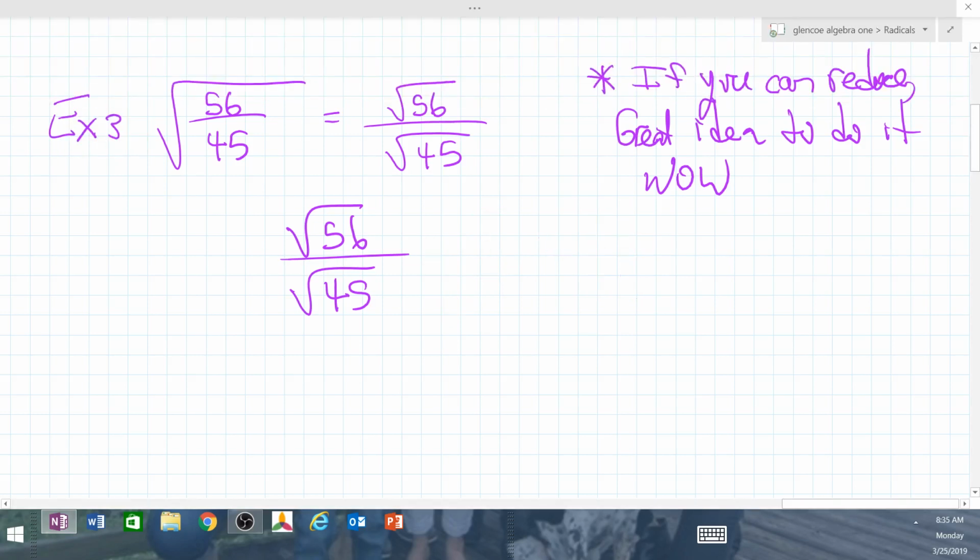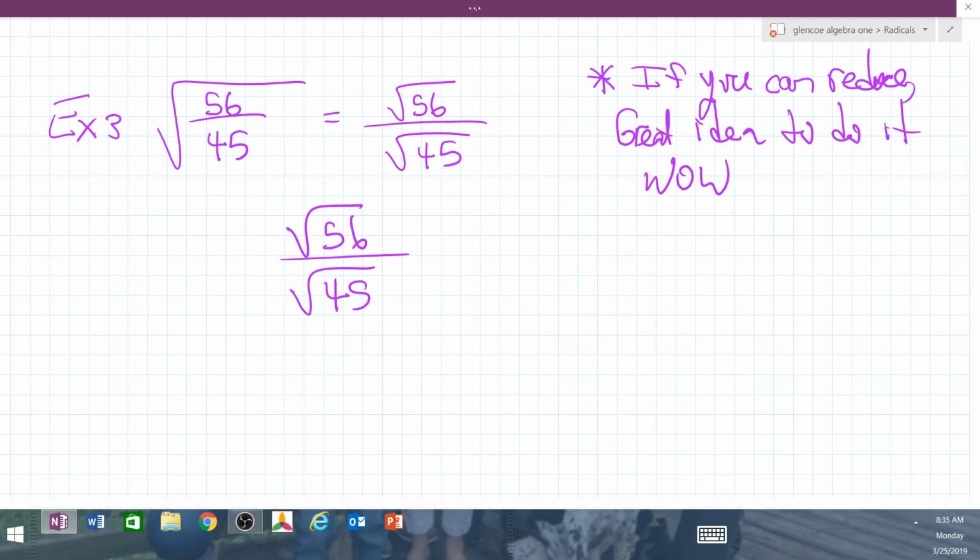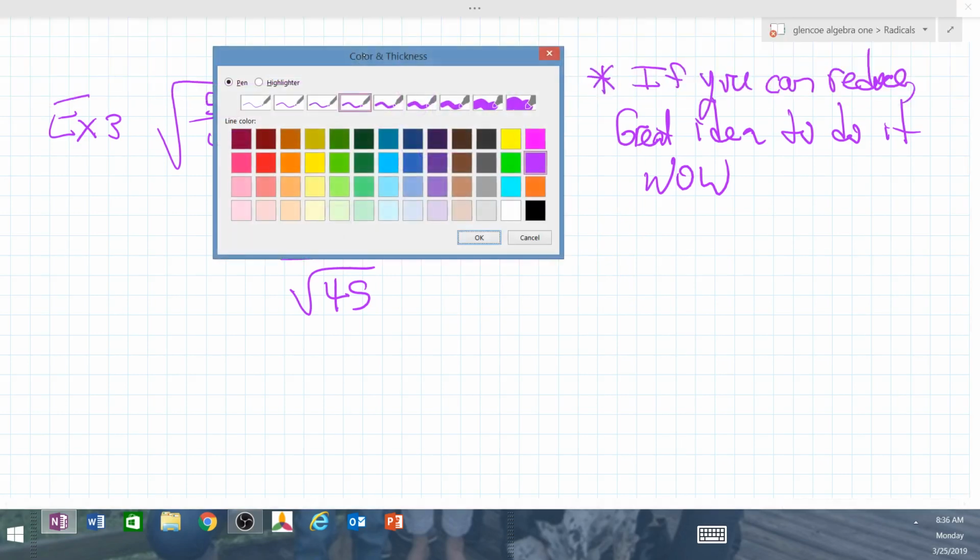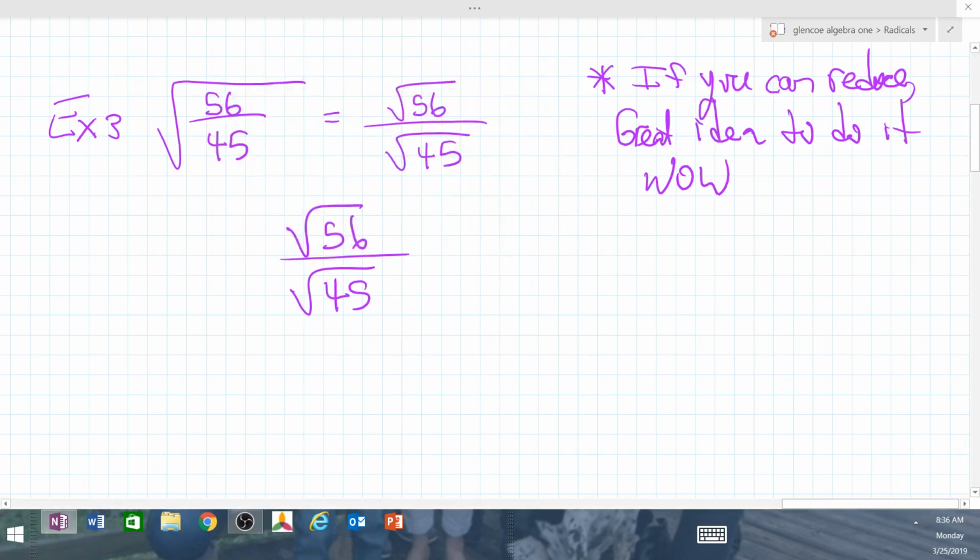All right. Do 56 and 45 have anything in common? Yes or no? No. So if they don't have anything in common, then what do we need to do? We need to go ahead and do what? You can simplify, or you can prime factor, or you can multiply top and bottom by radical 45. But let me just tell you, multiplying top and bottom by radical 45 without a calculator and then simplifying a very big number is a lot of work. So let's go ahead and let's simplify.